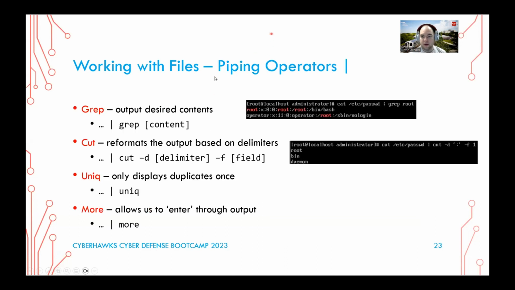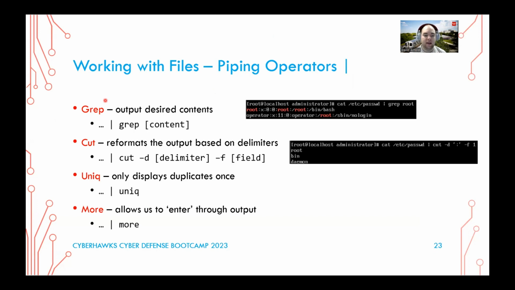We can also use what's known as a piping operator. It's just the line on your keyboard. If you have the backslash and you shift, you make that the capital, it is that character there. And you can move output from one command to the next.